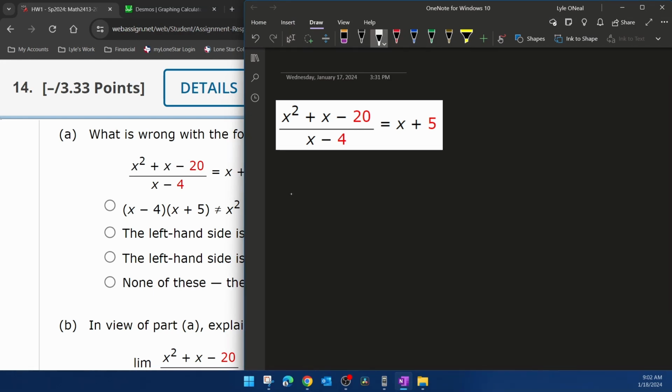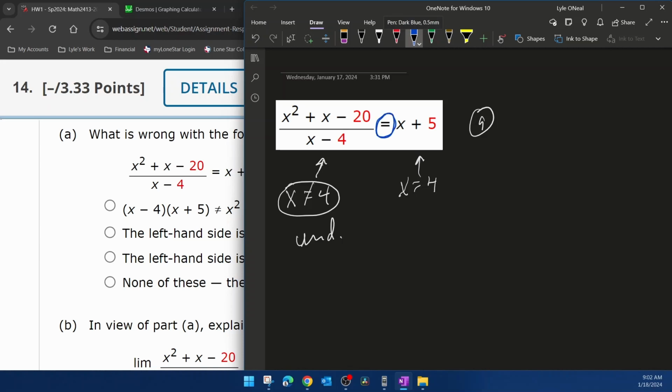So let's consider x is 4. If I try to evaluate the left-hand side, I'm going to get an undefined situation because that's going to give me a 0 in the denominator. So x cannot be 4 on the left-hand side, but on the right-hand side, if I plug in x is 4, I actually get 9. I get an answer. So trying to say that these two are equal is incorrect because they are not equal when x is 4.